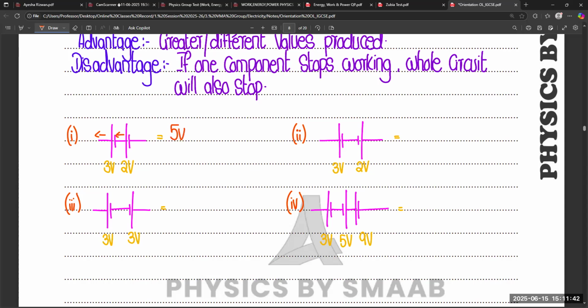But in the second diagram, we have opposite directions. Like the first cell shows positive on the left side and the other shows positive on the other side. We have opposite direction. So it will be 3 minus 2 equals 1 volt.